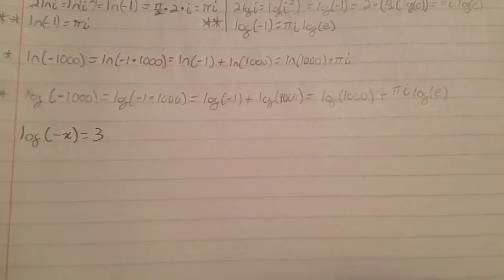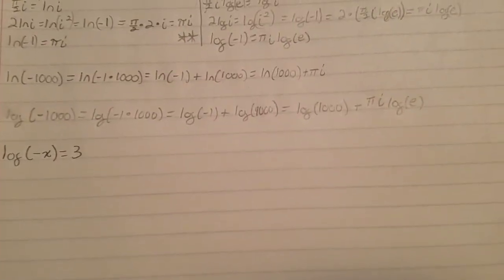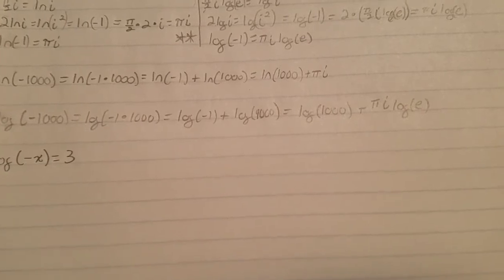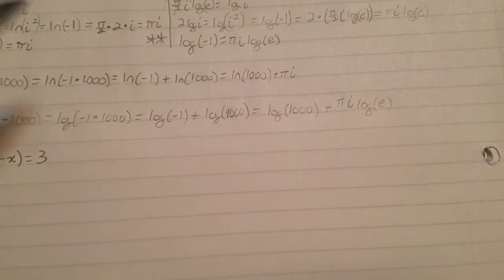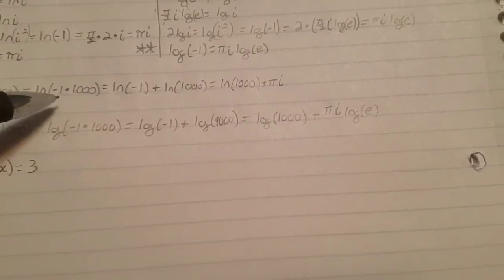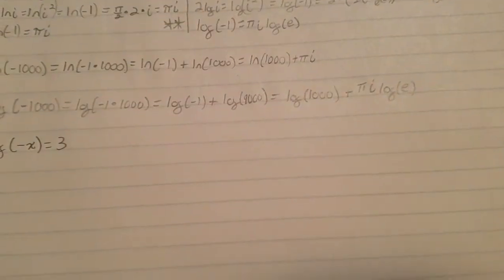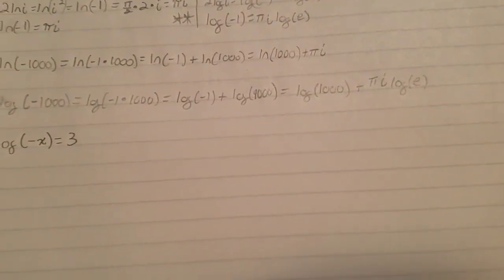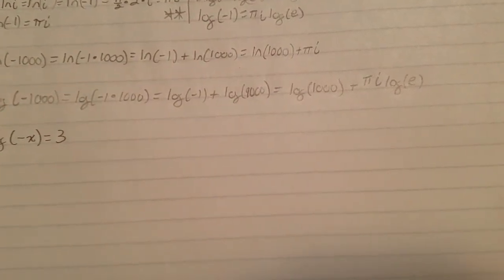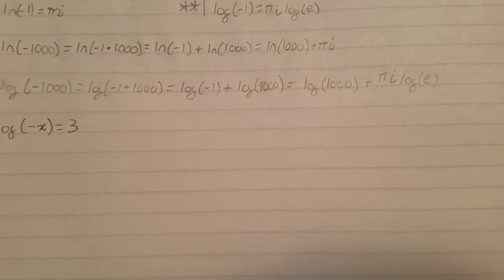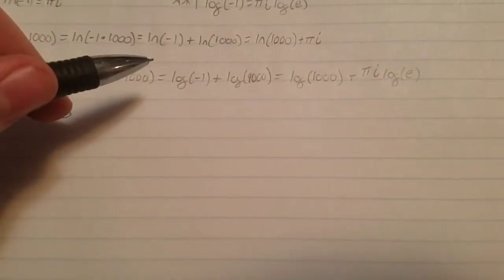Ignore this for now. It doesn't have an answer right now, but so we have the natural log of negative 1,000, and you can split that up to negative 1 times 1,000, of course. And the property of logs is if you multiply them together, you can add them and separate the logs. So natural log of negative 1 plus the natural log of 1,000. So we don't know what the natural log of 1,000 is. God knows what it is. But we do know what the log of -1 is.